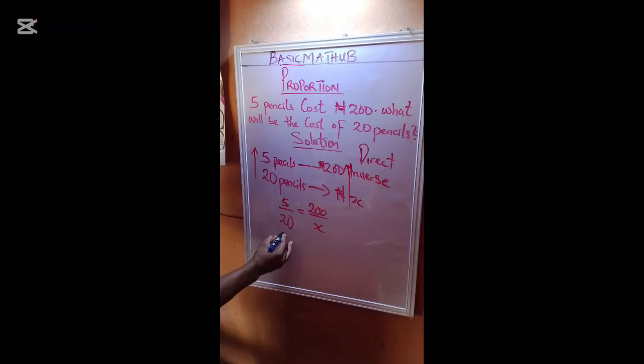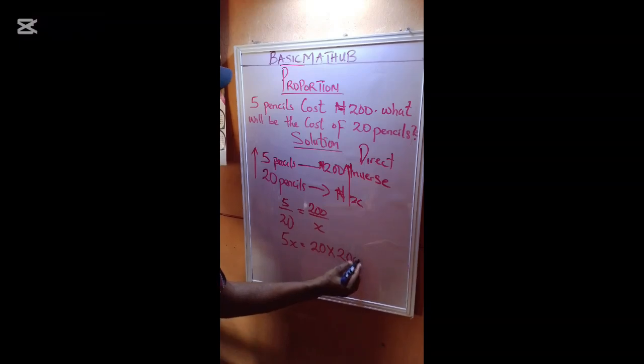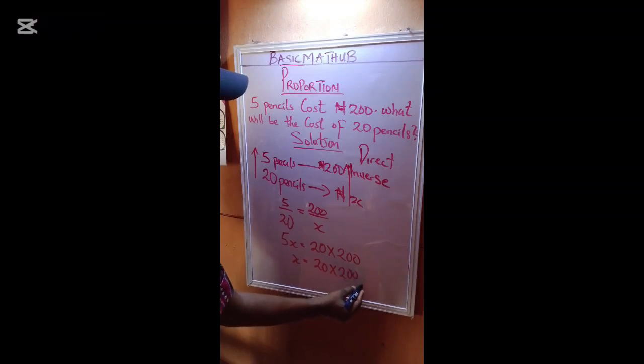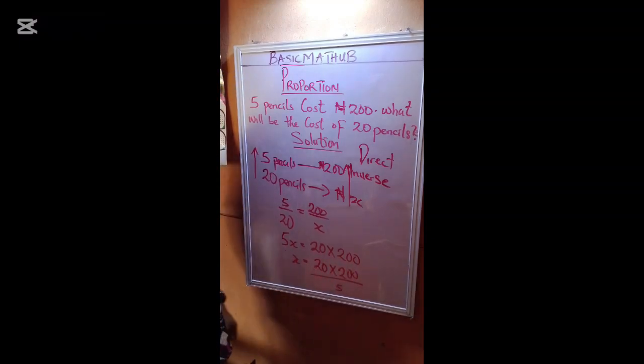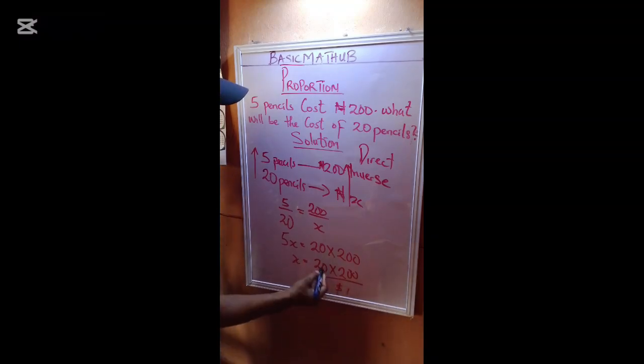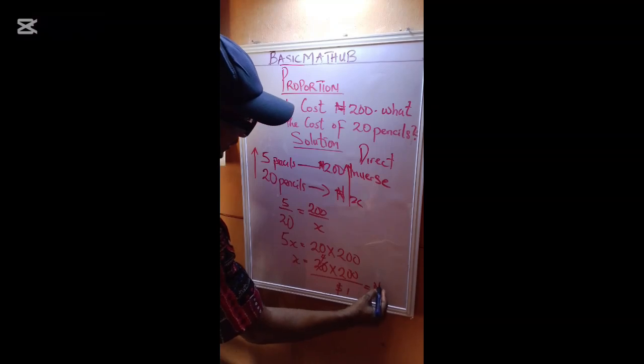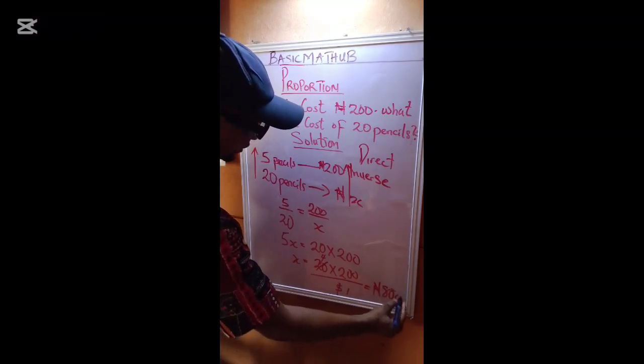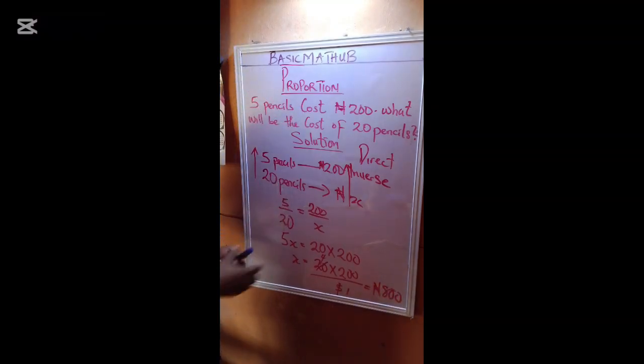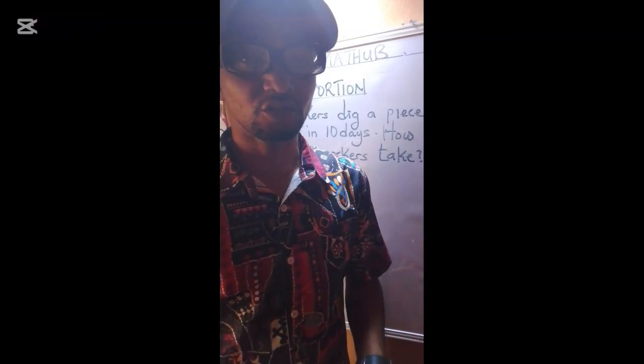So we cross multiply. We have 5x is equal to 20 times 200. So our x will be equal to 20 times 200 over 5. So 5 can go into 20: 5 here 1 and 5 here 4. That means our answer is 800 naira. So if 5 pencils cost 200, 20 pencils cost 800 naira.